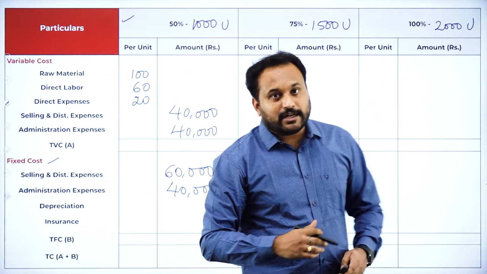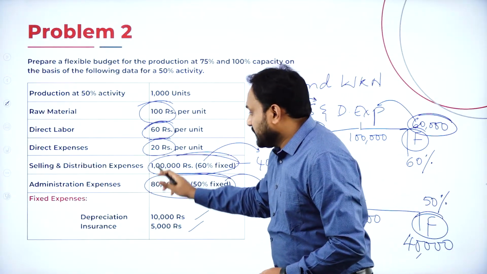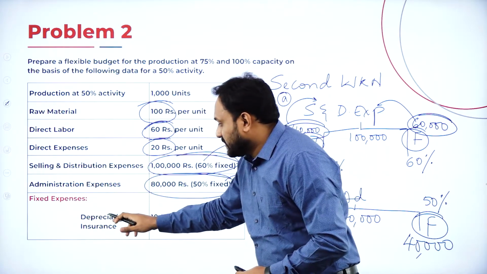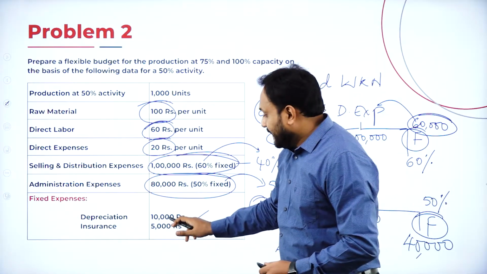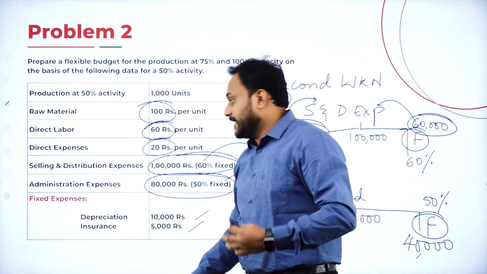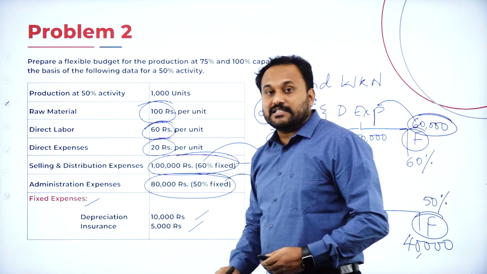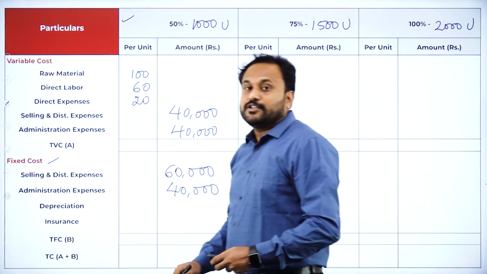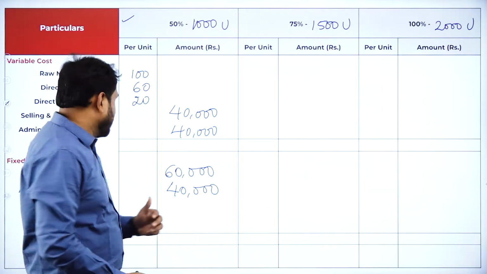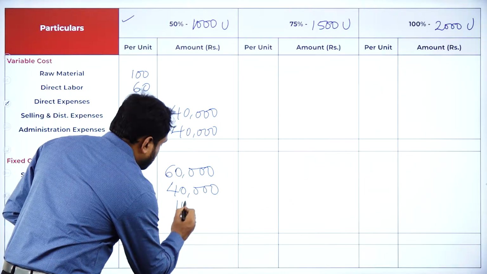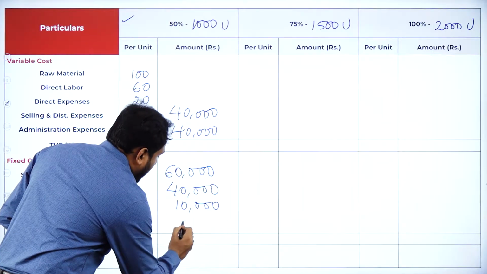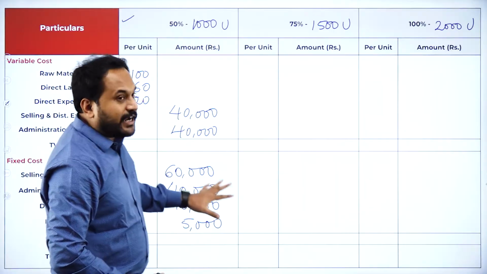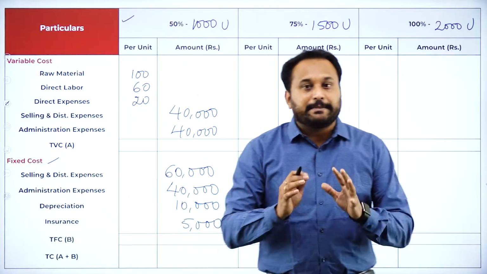Now let's go back to our question. So these things are done. Now we don't need this entire question. Fixed expenses, depreciation and insurance, 10,000 and 5,000. They have only said it as fixed expenses. So we'll write depreciation and insurance they have given. We are supposed to write here 10,000 and one more is 5,000. So we are done with the 50% capacity.